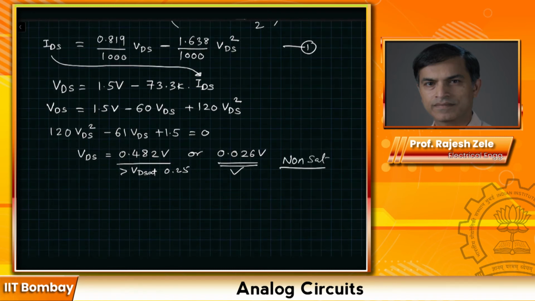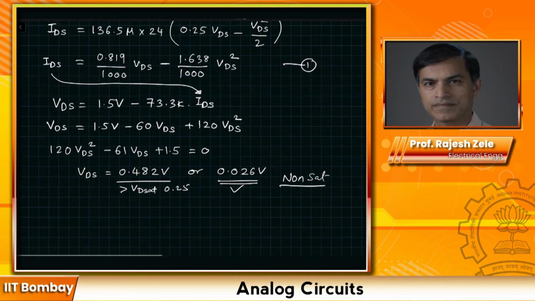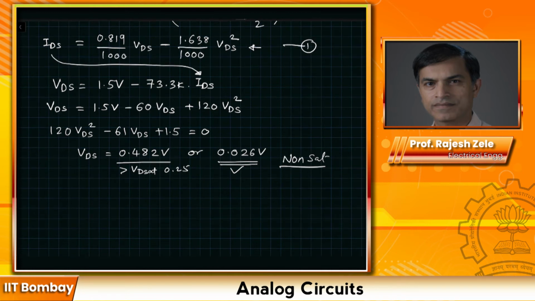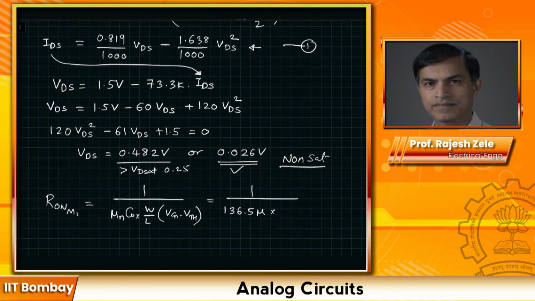And once we know this, we can calculate the current also using this equation. Since the transistor acts as a resistor, we can say R on of transistor M1 is given by 1 divided by mu n Cox W by L (VGS minus VTH), and that will be equal to 5 micro multiplied by 24 multiplied by 0.25, and this would be 1.221 K ohms. So this is close to VDS equal to 0. That's when we are calculating this resistance.